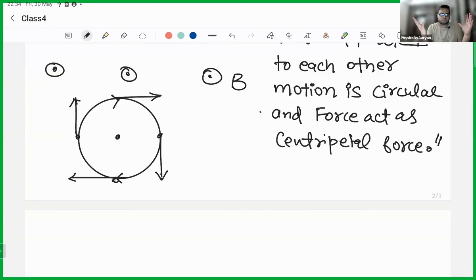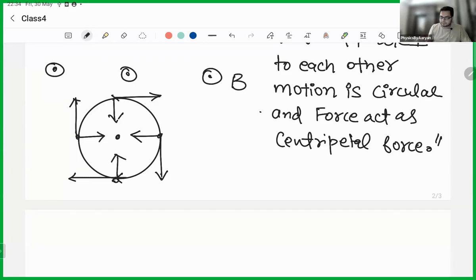Circular motion is impossible without a force. Centripetal force always acts towards the center, you know that. You see, it acts towards the center.